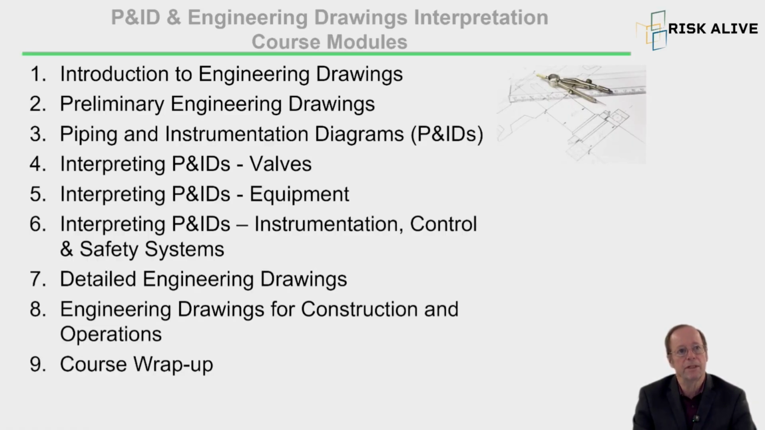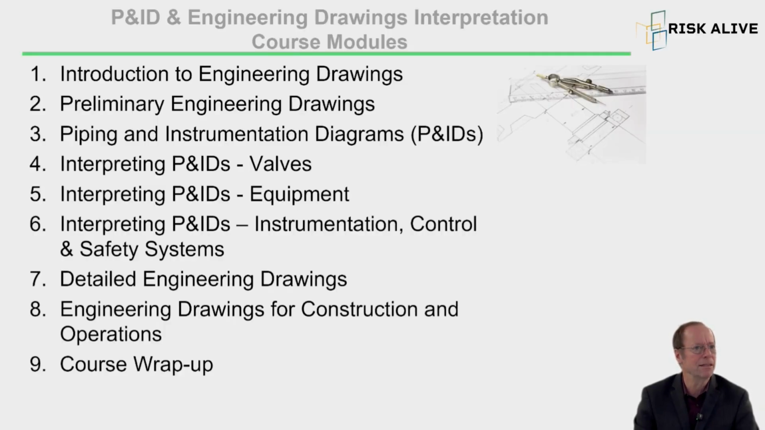Module 4, we'll dig deeper and look at different types of valves, whether it be gate valves or ball valves or globe valves, and understand what the purpose of each is and how they're depicted differently on the P&ID. Module 5, we'll look at some basic equipment. So you probably have pumps and compressors and heat exchangers and storage vessels and things like that. We're going to explore those, understand that equipment a little bit better, how it's depicted on the P&IDs, and the basic functionality of that equipment.